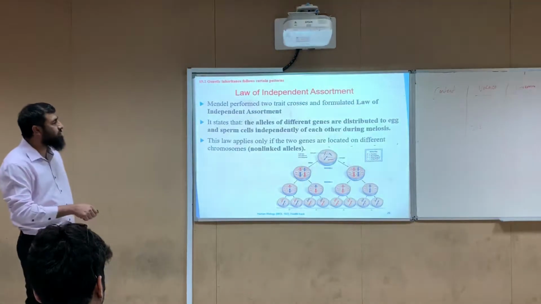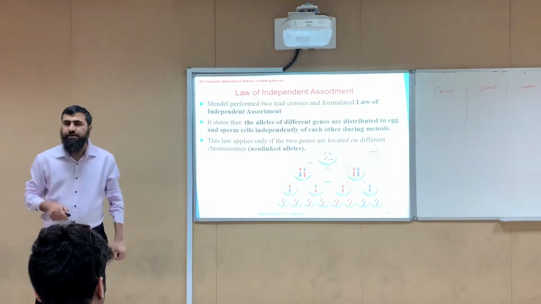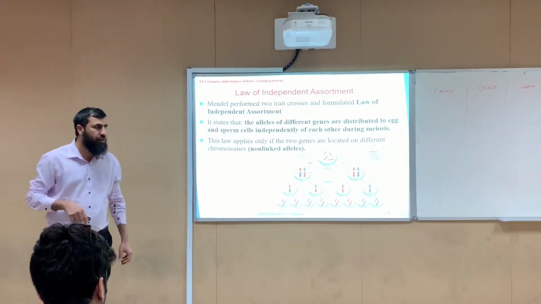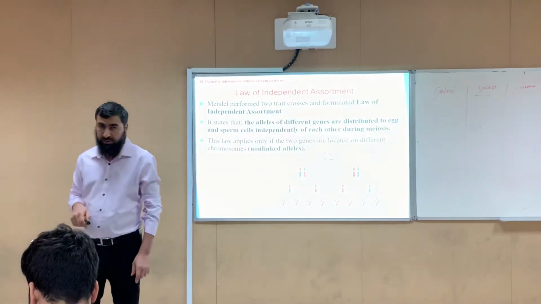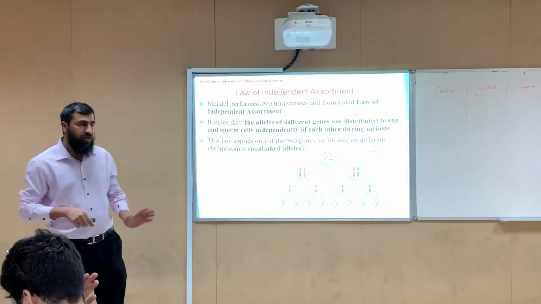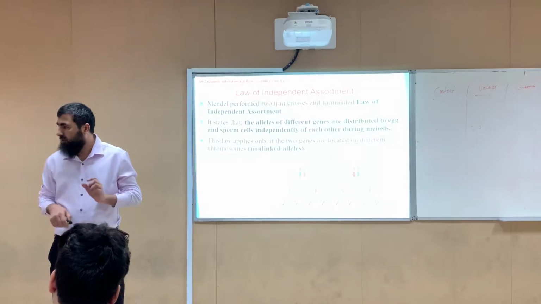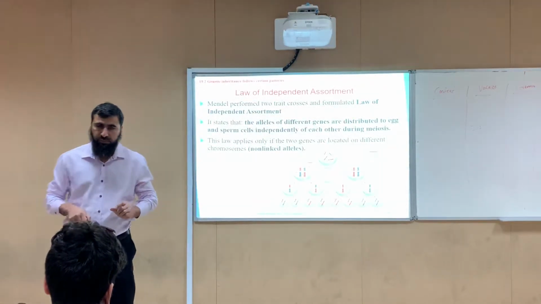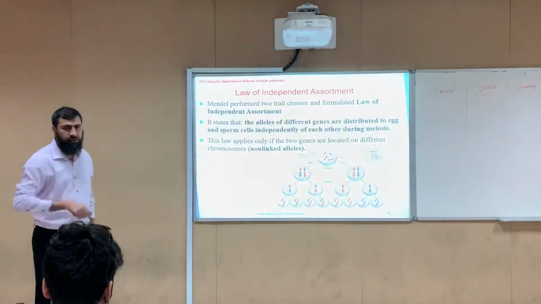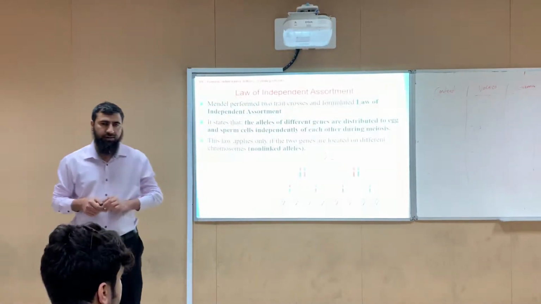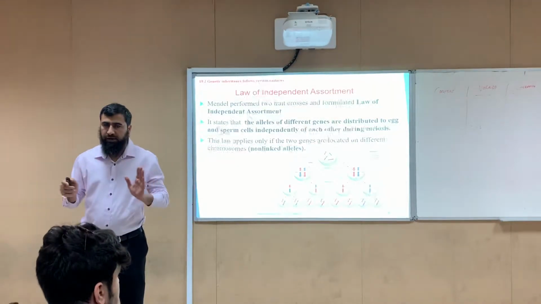So this law of independent assortment only applies to non-linked alleles. What that means is that they're not on the same chromosome, okay? So if alleles or traits or genes are linked, they will be located on the same chromosome. Then this independent assortment does not apply. Do you remember from the lectures earlier in cell division that we talked about that?